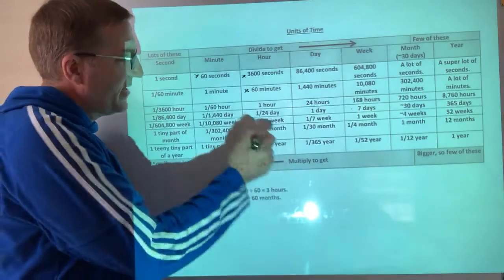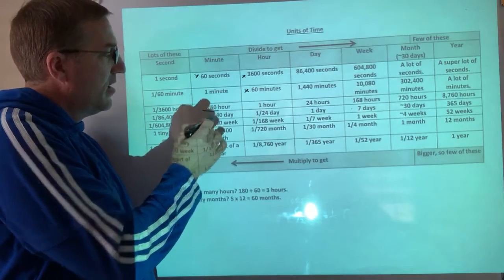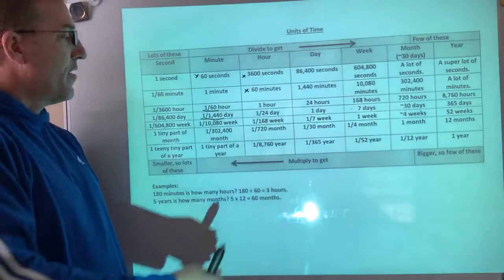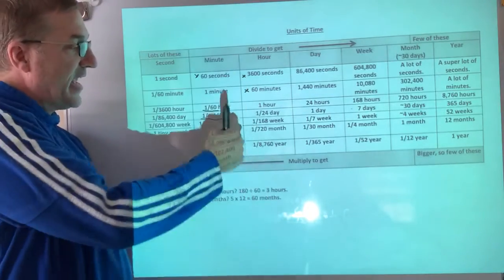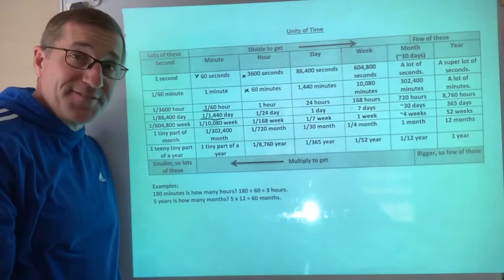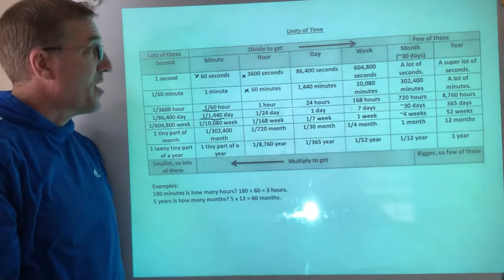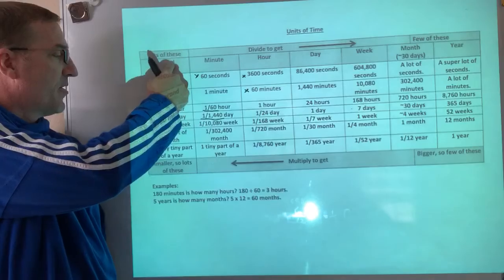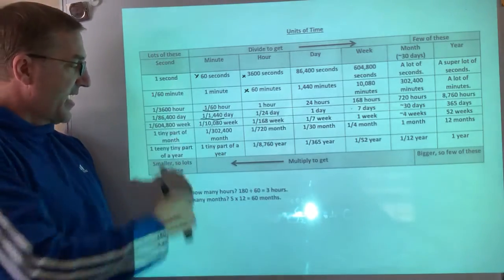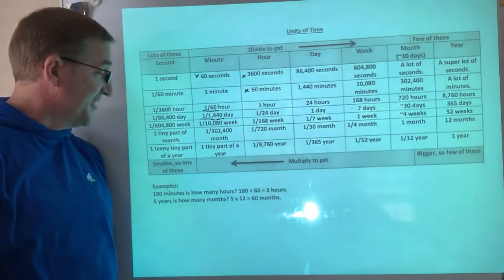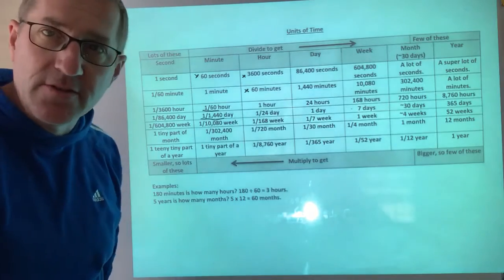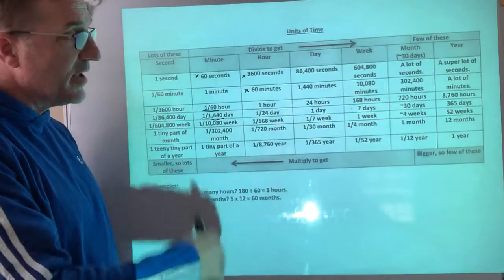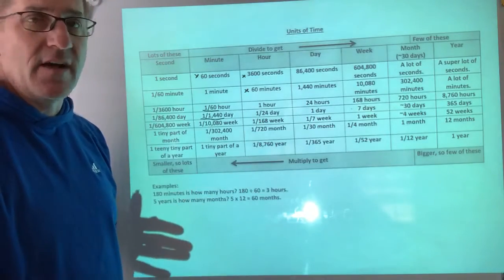And everywhere that I see fractions, that means I would divide. If I want to go from minutes to days, I would divide by 1,440. If I wanted to go from minutes to hours, of course, I would divide by 60. That makes sense. If I want to go from seconds to weeks, I would divide by 604,800. I'm not going to ask you to do those types of things, but it's just kind of funny to look at. So it works exactly like everything else, okay?